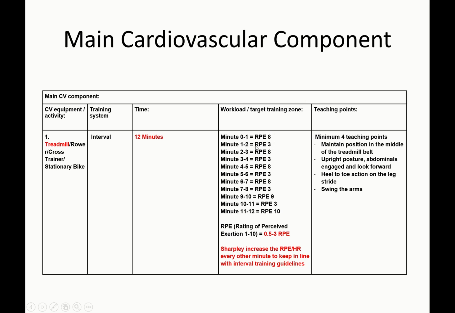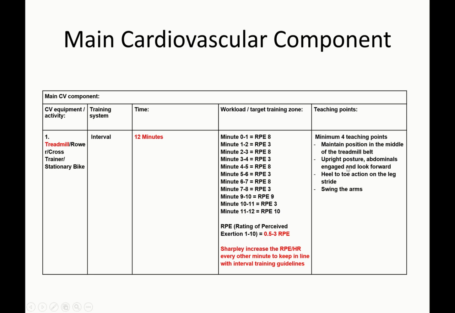So you can see the RPE drastically reduces there from 8 to 3, and therefore the target training zone has changed. And of course you can see that over the 12-minute period we repeat that, where the RPE goes up and then goes down, and therefore fits into the characteristics of interval training.